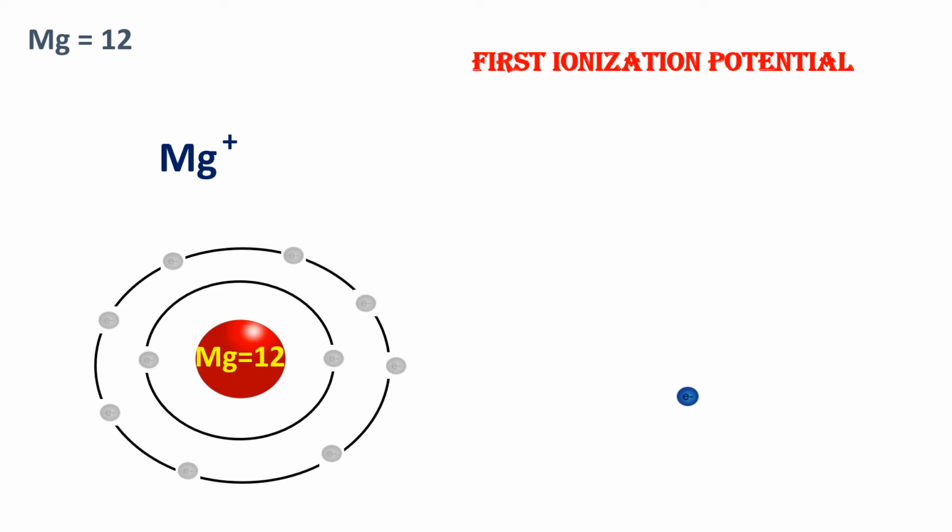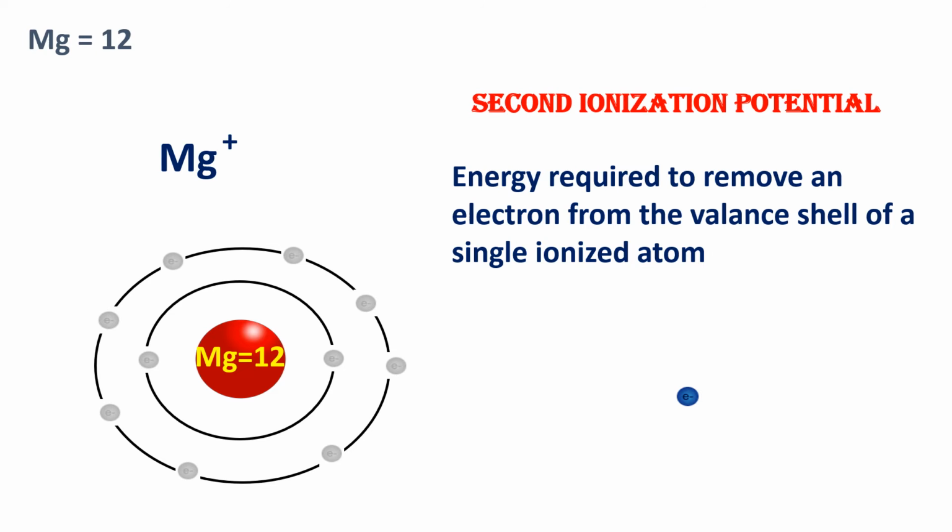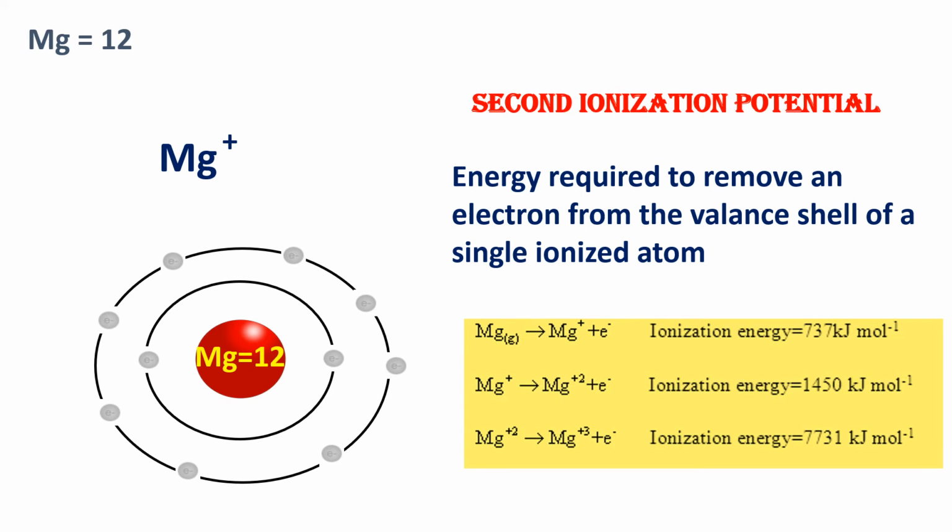Now if you want to remove an electron again, you have to give energy. So the energy required to remove an electron from the valence shell of a singly ionized atom is called second ionization potential or second ionization energy. Always the second ionization energy will be more as compared to the first ionization energy.